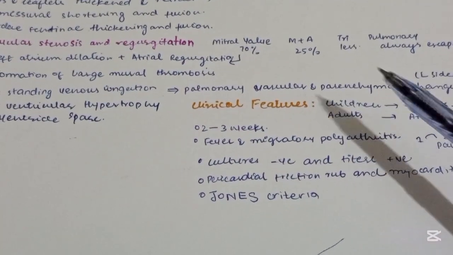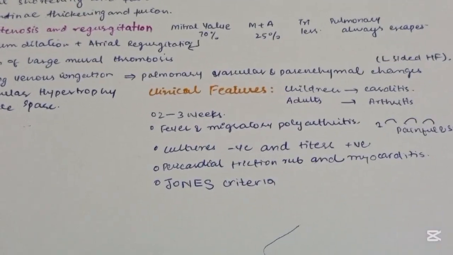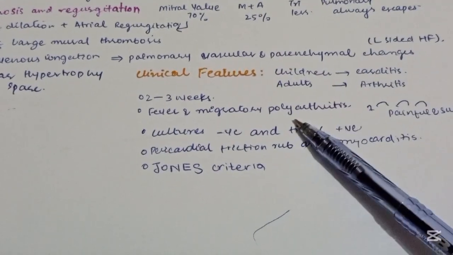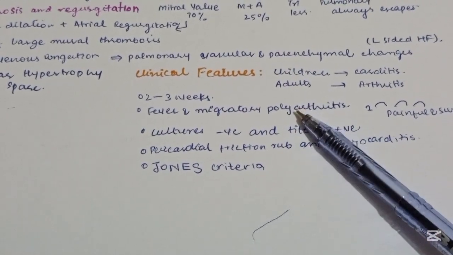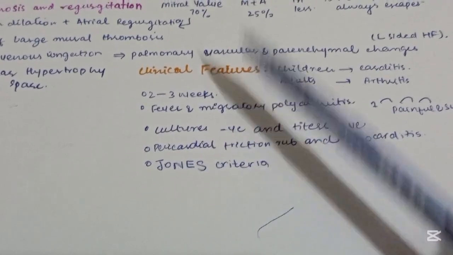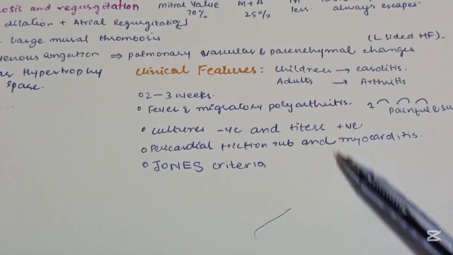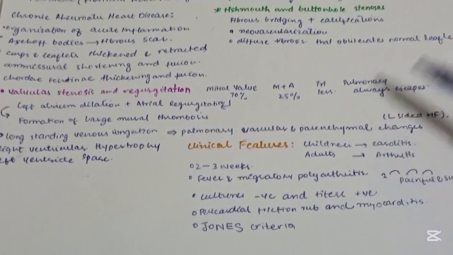So clinical features: it mostly presents 2 to 3 weeks after streptococcal infection, with fever and migratory polyarthritis. This migratory polyarthritis is very important. So culture can be negative because of this gap, but antibody titer can be positive, and ASO, and again the Jones criteria are very important for the diagnosis.